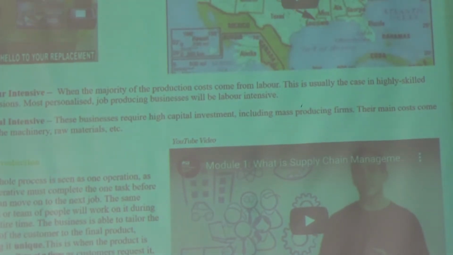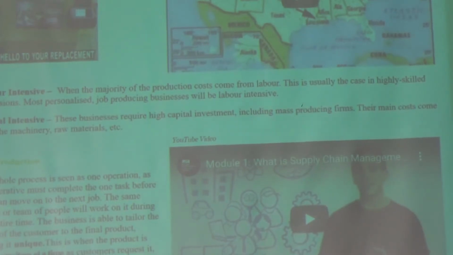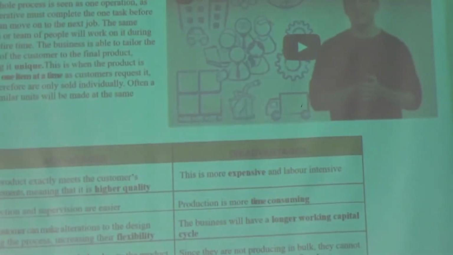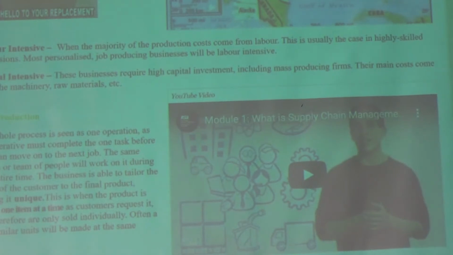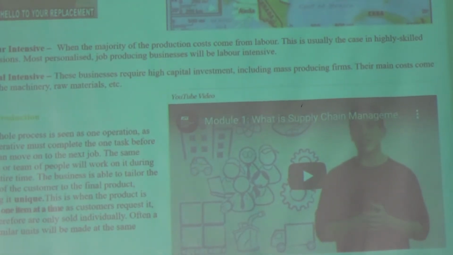So once you've figured out sort of the balance you're going to have between capital and labor, you look at your job production style, right? There's different ways to produce. So the whole process is seen as one operation. And there are people who do what is called systems management, who look at production systems and try to make them more efficient. The whole process is seen as one operation, as the operative must complete the one task before they can move to the next job.